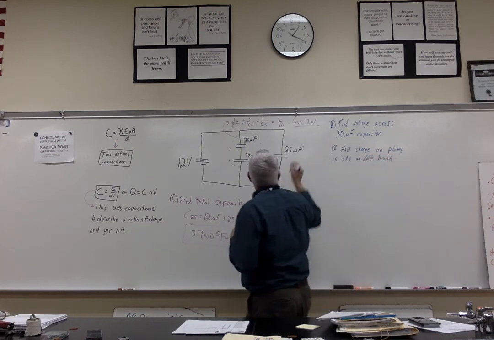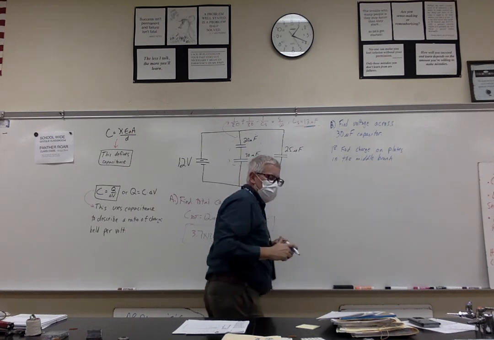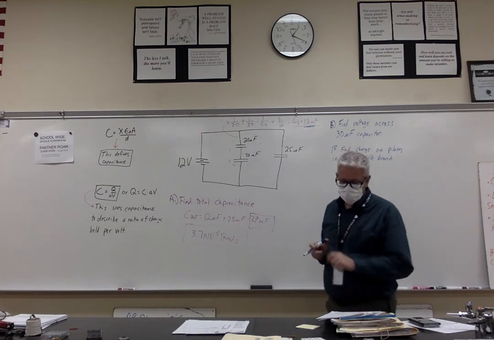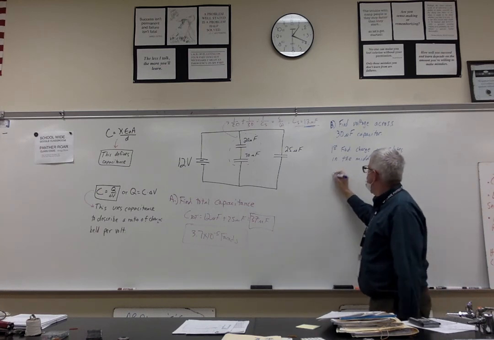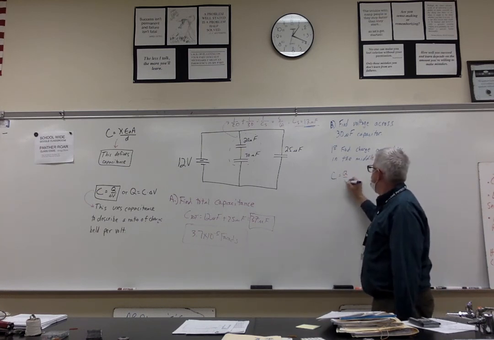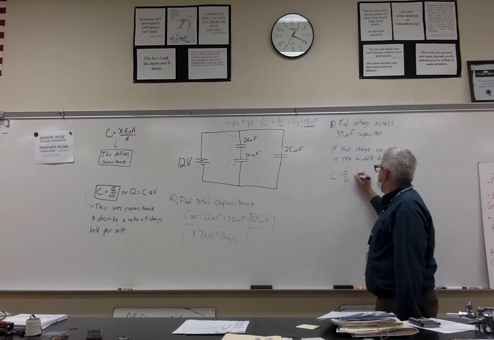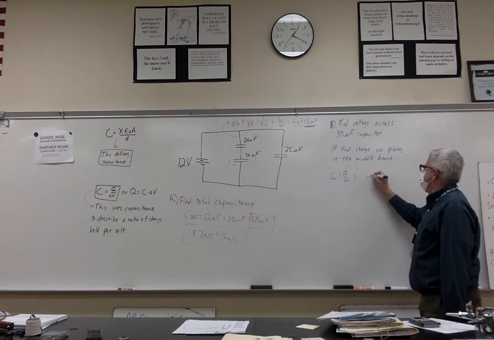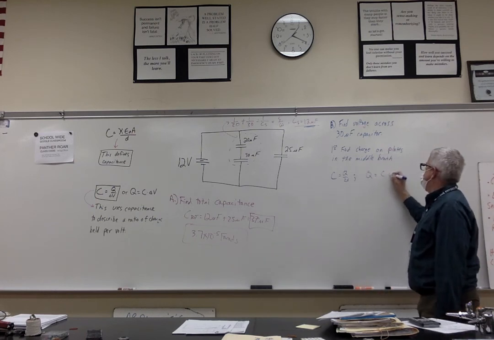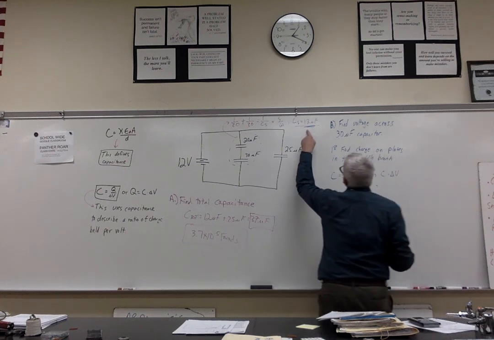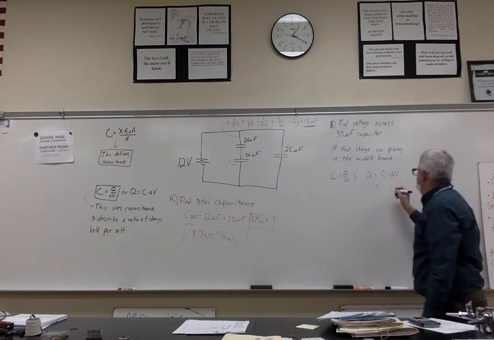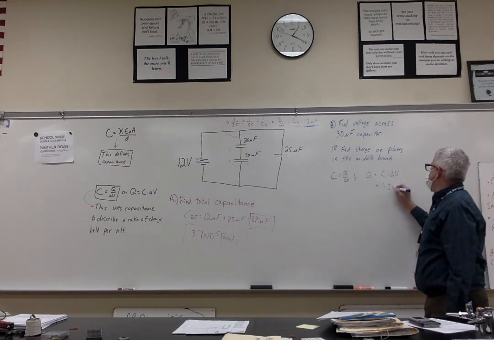So that's when we have to go back and say, that's a 12 microfarad equivalent capacitor. So I'm going to say that C is equal to Q over delta V. I'm going to rearrange that and say that Q is equal to C times delta V. So for that branch, the capacitance is 12 microfarads. So that's 1.2 times 10 to the negative 5th farads.